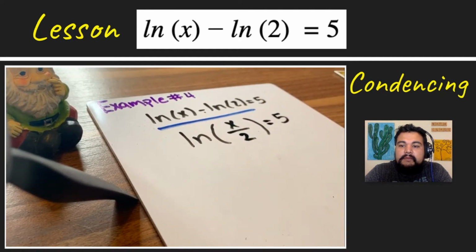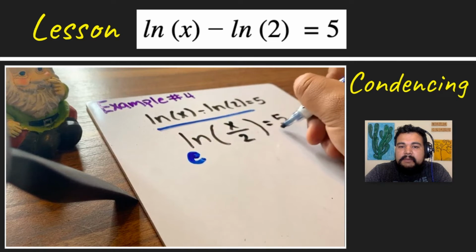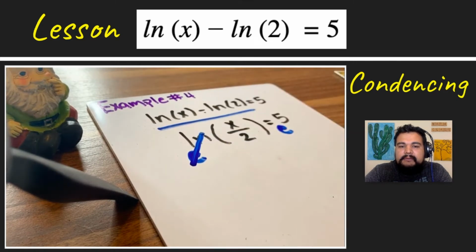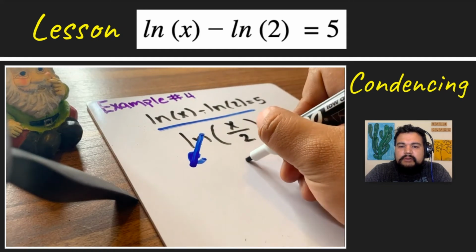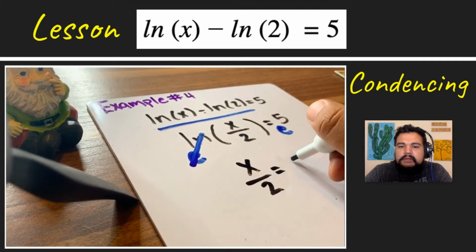Now how do you get rid of an ln? Remember, the base is e. So e is the base, e is the base. That's going to cancel each other out, and you're going to end up with x over 2 is equal to e to the power of 5.